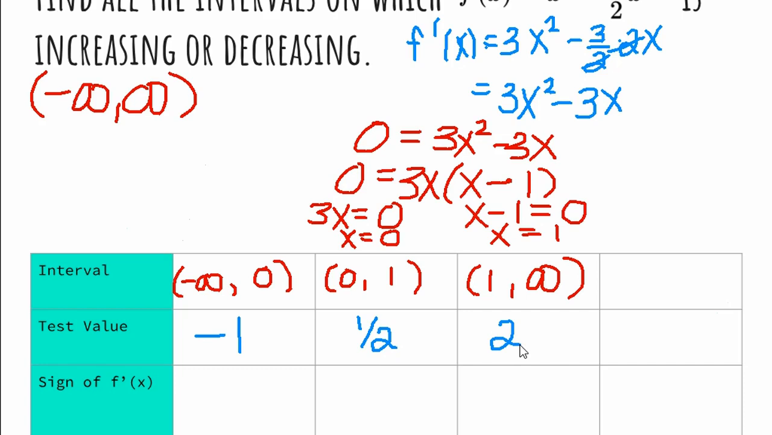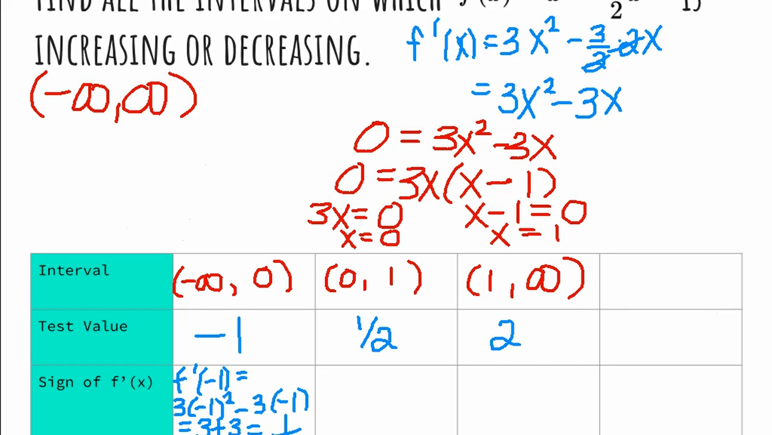So now I need to find the sign of f prime of x. I'm going to find f prime of negative 1. So I do 3 times negative 1 squared minus 3 times negative 1. Negative 1 squared is positive, so I end up with 3. Negative times a negative is a positive, so I end up with 3 plus 3. That is positive. I might be able to find that number, but I don't care what it is. All I care is that it's positive. Since it's positive, my conclusion is that it is increasing on this interval.